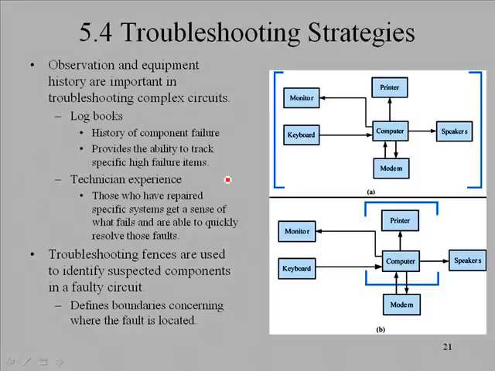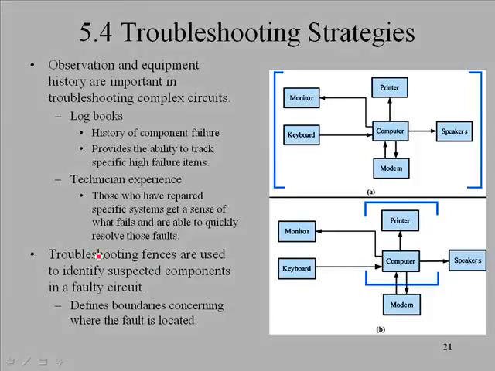Also, technician experience. Those who have repaired specific systems get a sense of what fails and are able to quickly resolve those faults. And anyone who has worked on a specific system for any length of time, you begin to be able to observe those weaknesses that are in the system, and you begin to develop a knack for quickly identifying the problem, versus a person who has never worked on the system and they have to spend a great deal of time identifying a fault.